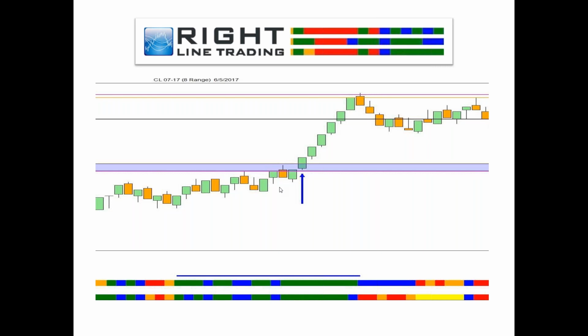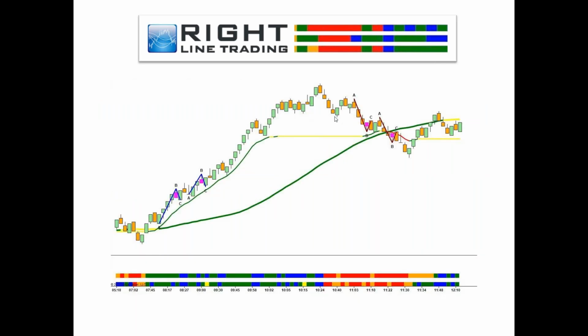Now, these two forces are both independent, so they must be aligned. They must be aligned in the same direction. And you can see once you break resistance to the upside, you run. Here's the E-mini. Now, I took the time frame off and I took the instrument off because this is time frame independent and instrument independent.